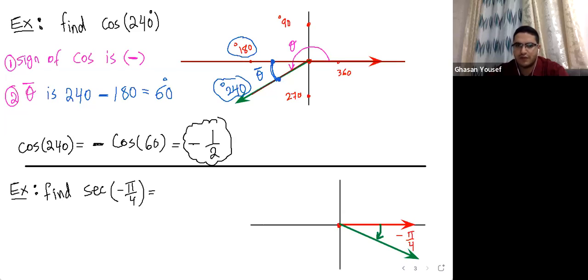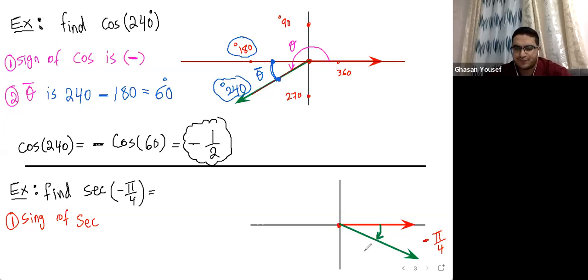The angle here is minus pi over 4. So first of all, you have to ask about the sign. Number one, the sign. What's the sign of the secant? The secant is the reciprocal of the cosine function. So the sign of the secant is the same as the sign of the cosine.